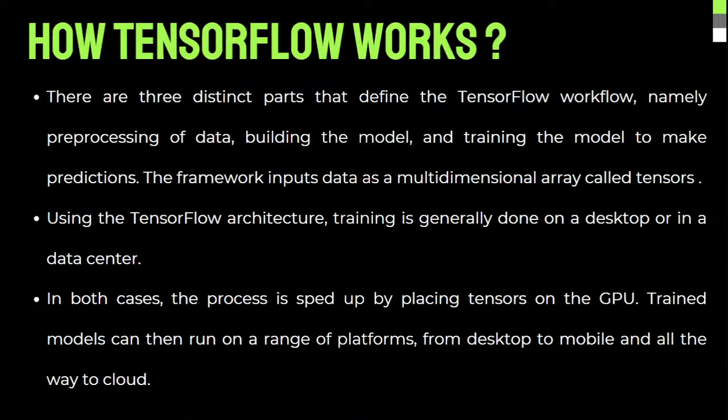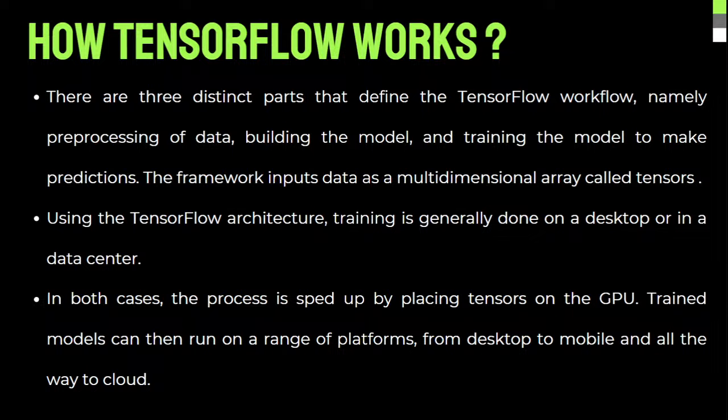So how does TensorFlow actually work? There are three major distinct parts that define the TensorFlow workflow. Namely, pre-processing of the data. TensorFlow provides APIs for pre-processing your data. Your data may or may not be proper, and your neural network requires data in a certain format, so you could convert your data using TensorFlow. They also provide other use cases like building the model. You could build a model with a number of neurons, the neural network, the optimizer, and loss function. You could configure your model with TensorFlow. Also, you could train the model to make predictions.